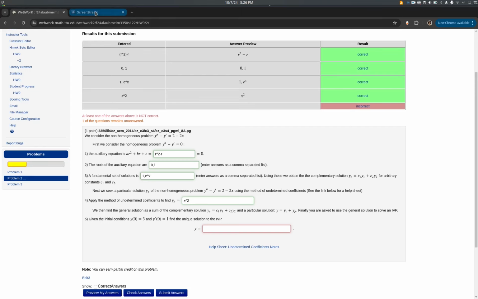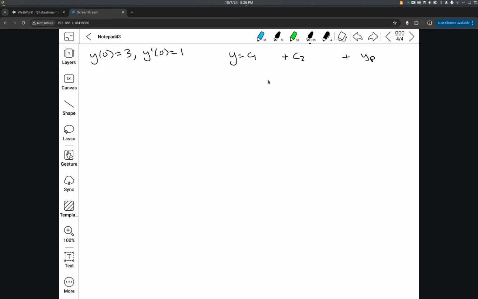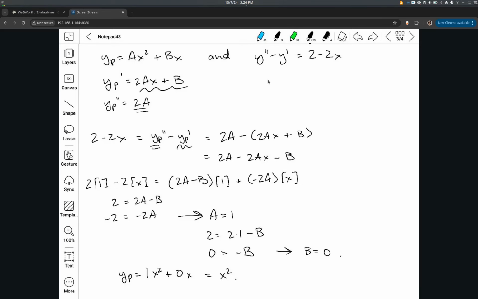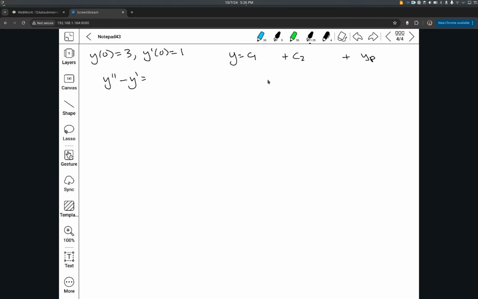Sorry, I was just copying down the problem again. Oops, I messed that up. 2 minus 2x.